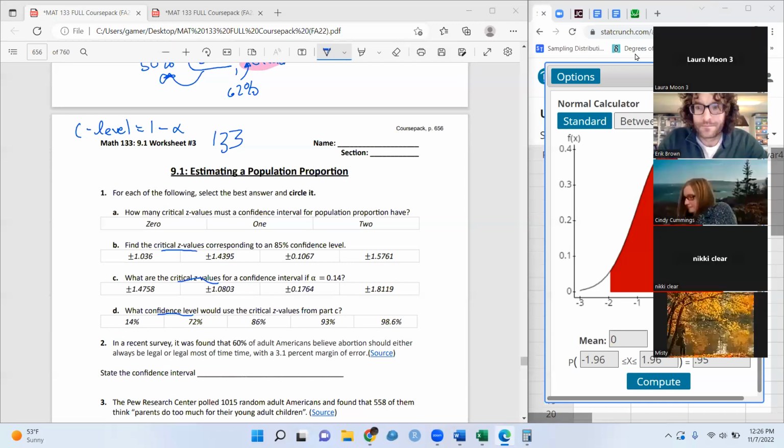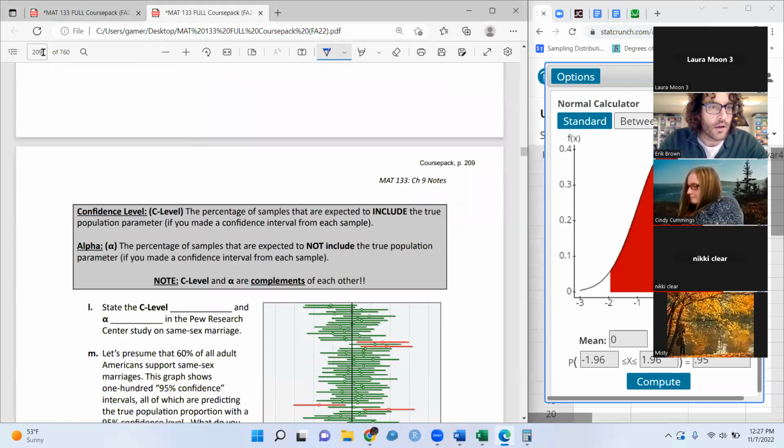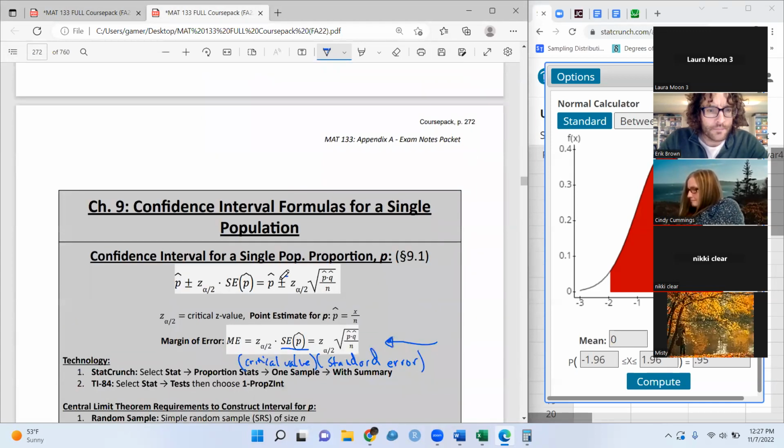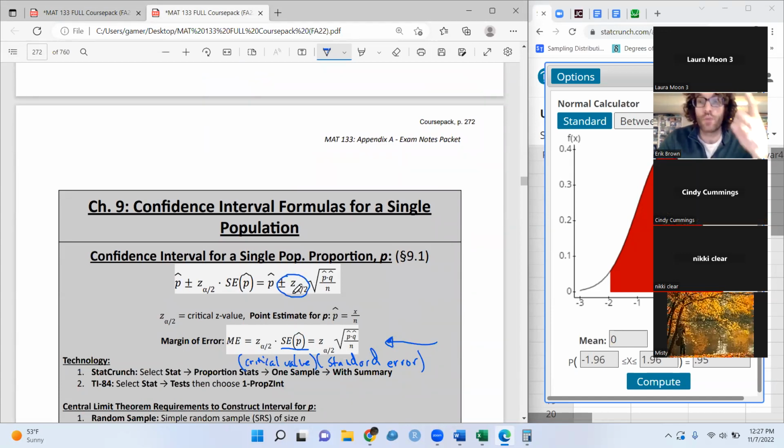Okay. How many critical Z values for a confidence interval for a population proportion? 1, 2, or 0? Yeah. How do we know? Look at 272. Look at right here. Plus or minus Z alpha divided by 2. That's the critical Z value. Plus is 1, minus is the other. Confidence intervals always have 2 because we're using them to calculate the lower limit and the upper limit. That's why we're adding and subtracting.